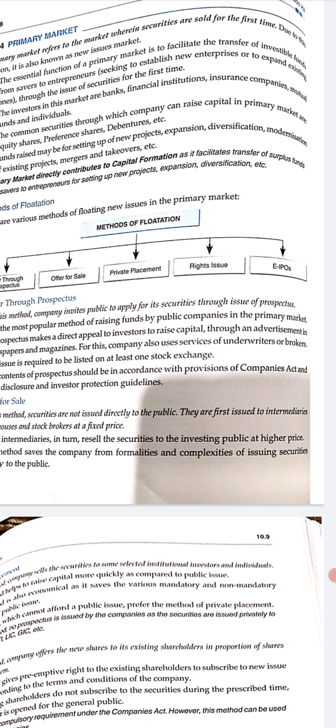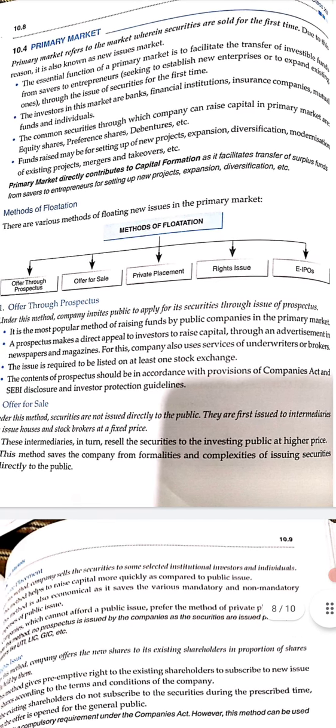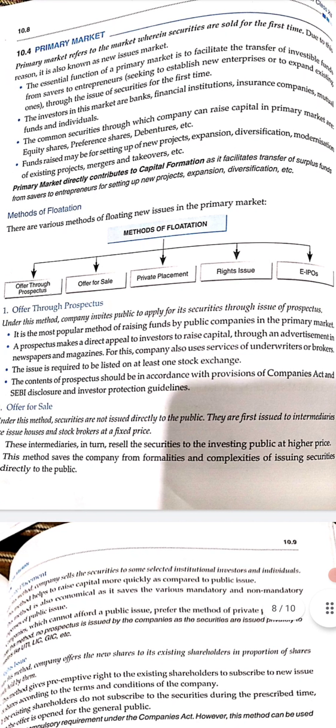Now methods of flotation, or methods to issue new securities. There are five methods of flotation: offer through prospectus, offer for sale, private placement, rights issue, and e-IPOs. First is offer through prospectus. Under this method, company invites public to apply for its securities through issue of prospectus. It is the most popular method of raising funds.